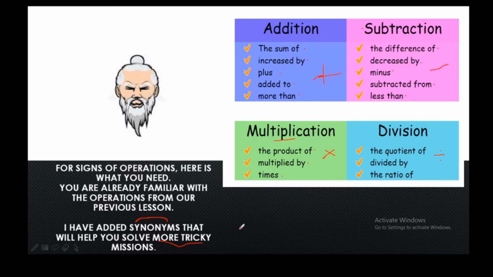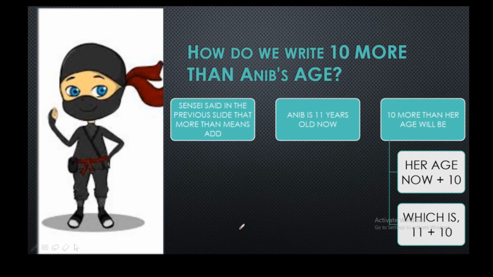So on to the next slide. This is Anib in the slide. Anib is 11 years old. How do we write 10 more than Anib's age? So in this case, Anib is 11 years.